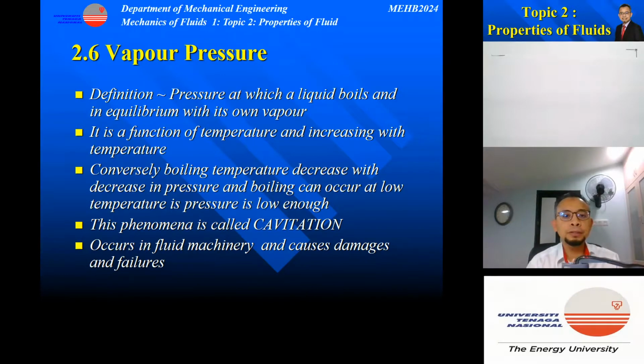It is actually a function of temperature and increases with temperature. Meaning that at higher temperature, the equivalent vapor pressure is higher. Conversely, the boiling temperature decreases when the pressure decreases. So boiling can occur even at low temperature if the pressure is low enough. And this gives rise to a serious problem in fluid machinery, which is called cavitation, which causes a lot of damage to fluid machinery.